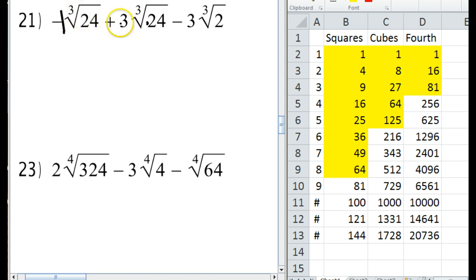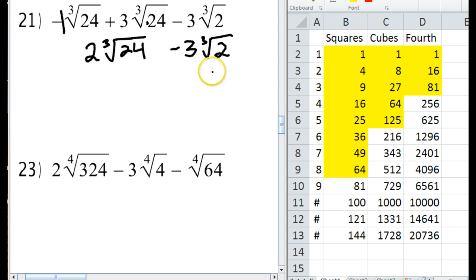So we have negative 1 plus 3. So 2 times the cube root of 24. This I'll just bring down. And then reduce. What's the cube root of 24? How does it reduce? Same thing we just did. Break it up in 2 parts. What are they?